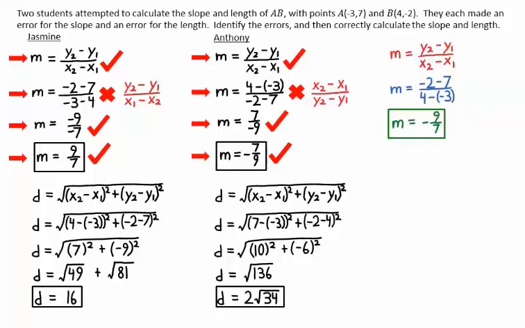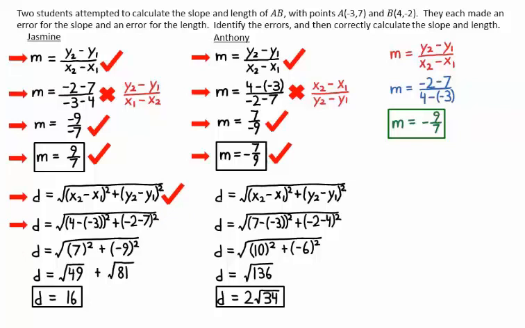For the length of line segment AB, first of all, Jasmine's solution. Her first step is simply the formula for the distance between two points, or the distance formula. This is indeed the correct formula.